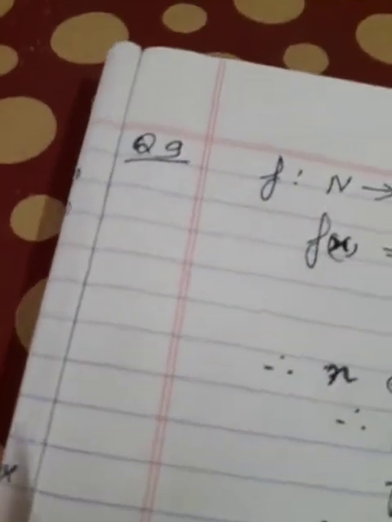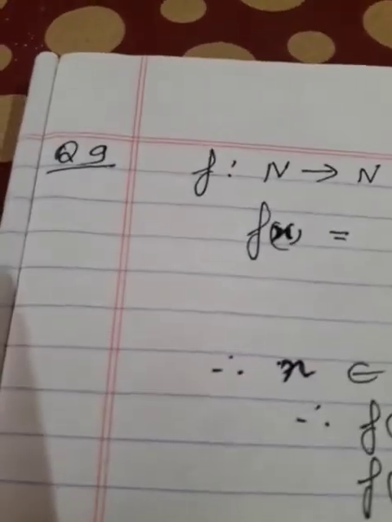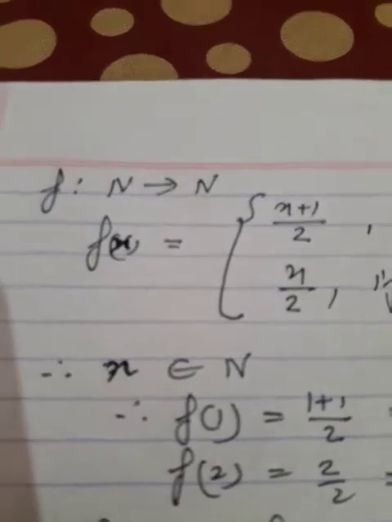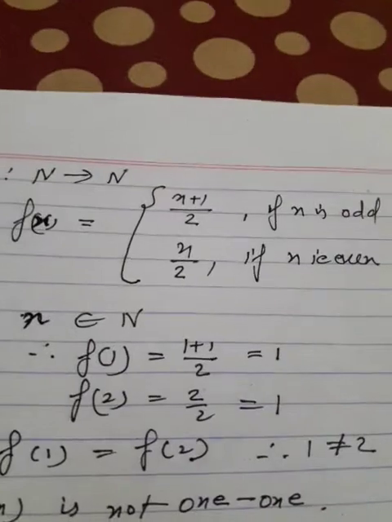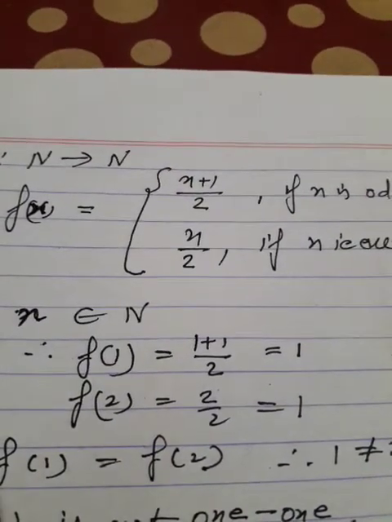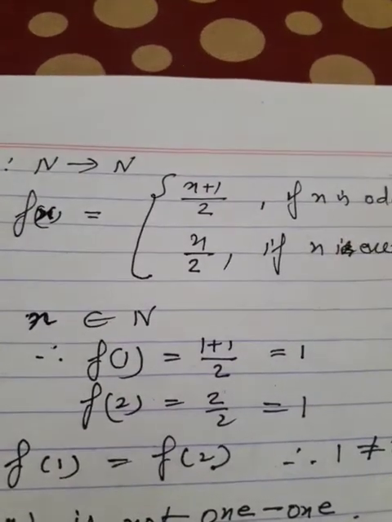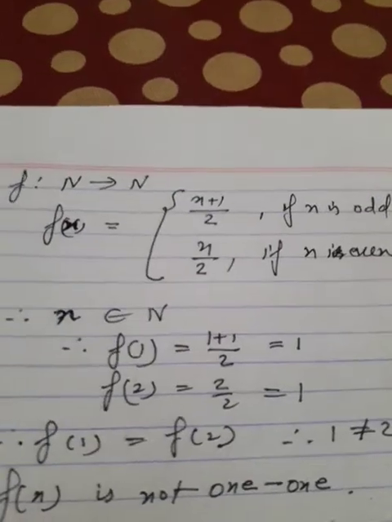Now, this is question number 9 of exercise 1.2. The question is that f is a function defined from natural numbers to natural numbers such that f(n) equals (n plus 1)/2 if n is odd, and f(n) equals n/2 if n is even. Now, see the solution for one-one, if n is any number which belongs to natural numbers.